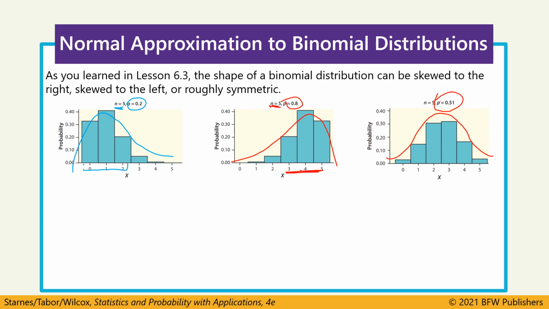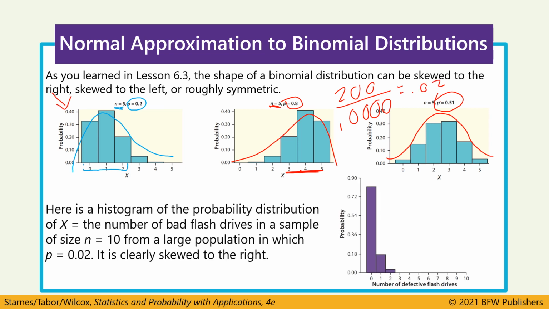So in the problem that we were just dealing with, 200 out of 10,000 flash drives were bad. That's a p of 0.02. So it's way more skewed than this one. This is what it'll look like with a sample size of 10. We can see that it's clearly and dramatically skewed to the right there.